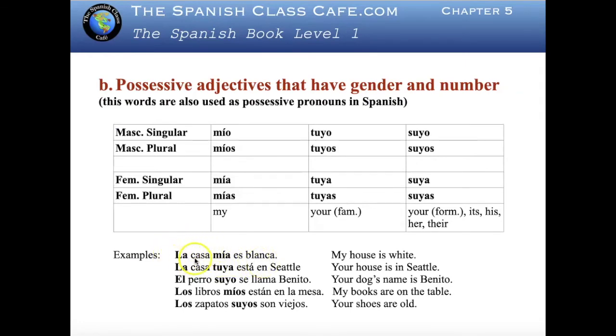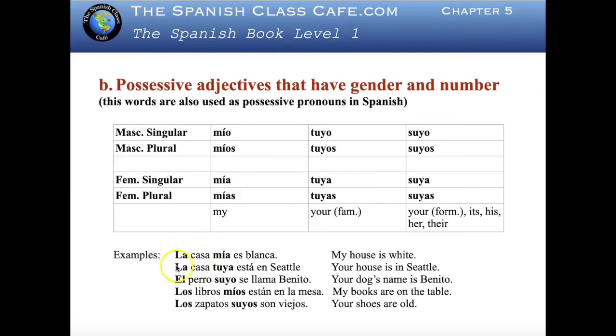Now they have to match the gender. And thus la casa is feminine, then mía is right here, feminine singular, and they go in the back of the noun. Always, no exception, always in the back of the noun with a definite article in the front. This is why this group of adjectives is harder to use, because you do have to learn the gender of the nouns to use them correctly.